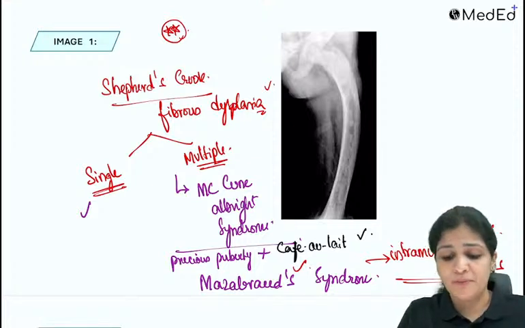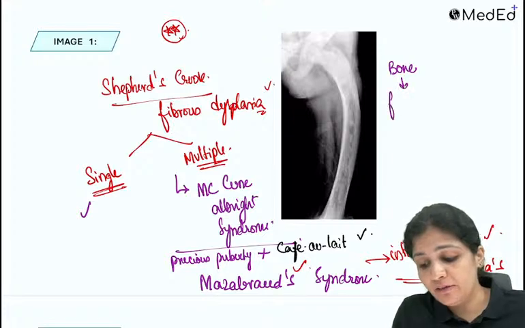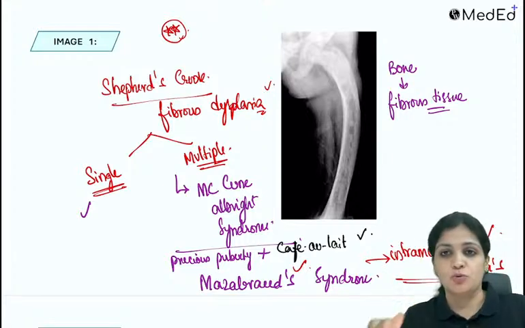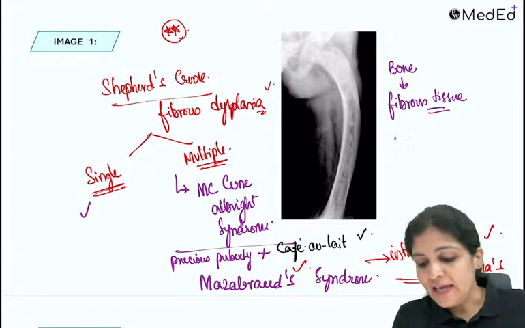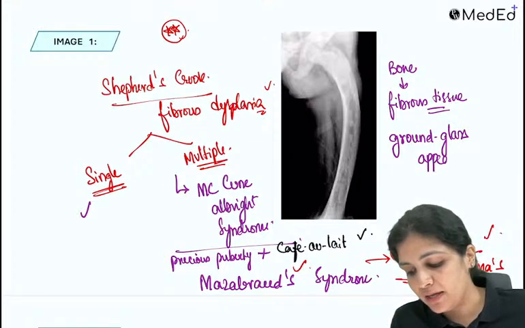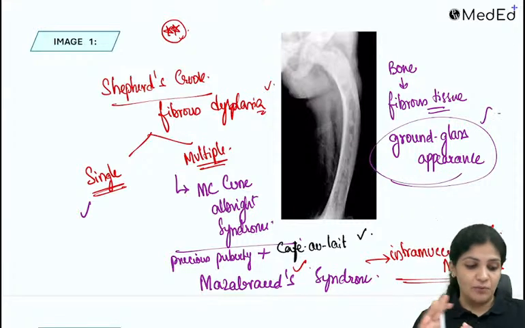So this is the bone which is deformed. Why is it deformed? Because this bone is replaced with fibrous tissue. So the bone is unable to withstand compression. It is going into deformity, and on the x-ray what you see is the ground glass appearance. You see what is called the ground glass, right?